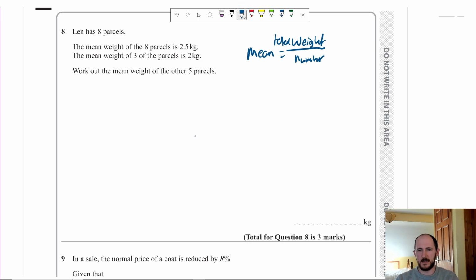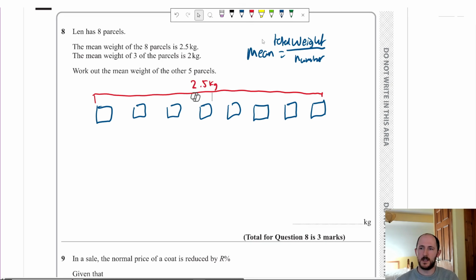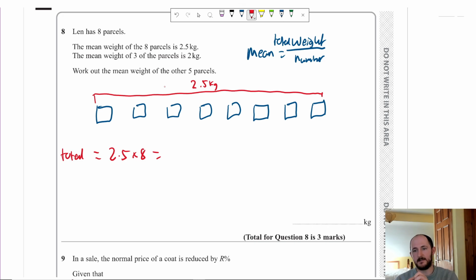So if we have 8 parcels, 1, 2, 3, 4, 5, 6, 7, 8, the mean of all of these is 2.5 kilos. So from that, because the mean is the total weight over the number, I could work out the total weight of all 8 parcels. 2.5 times 8, which if we double it, that's 16. Add on half again, that'd be 20 kilos.